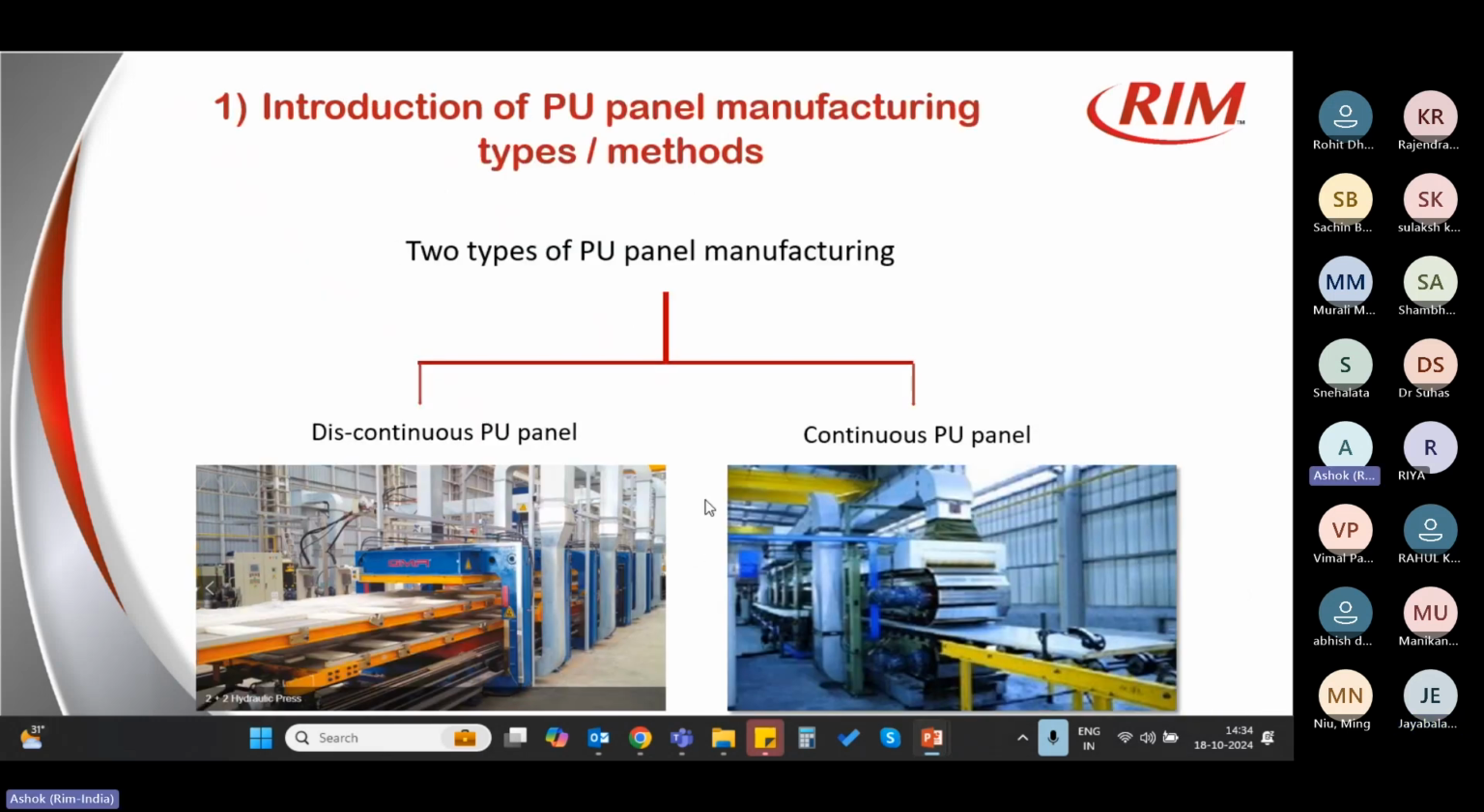So first thing regarding the introduction of PU panels. Most of you, I think, are already aware of PU panels because most of the audience here comes from this industry. To start from the basics, the types of PU panel manufacturing processes currently are discontinuous PU panel and continuous PU panel. Discontinuous is also called discrete by some people, and some people call it batch type production as well.